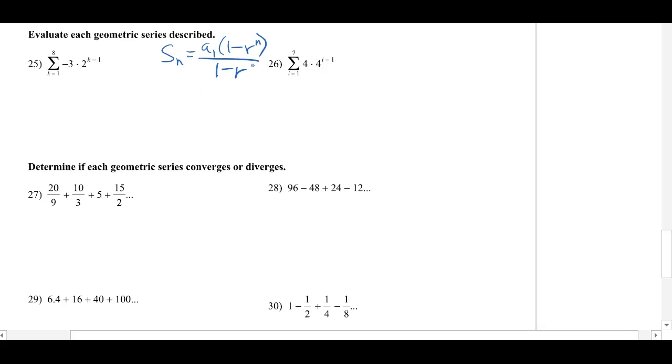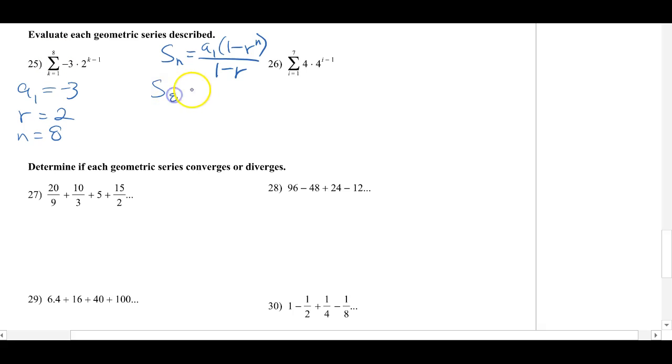So what we need to know is a1, the first term, r, the ratio, and n, the number of terms. So let's go over here to our sigma notation and figure out what all those are. Well, a1 is given by this number here in the front, negative 3. That's our first term. Then the r is given by the next number, the 2. And then the number of terms, n, if we start at 1 and go to 8, that's a total of 8 terms. So now we can simply plug in all those numbers.